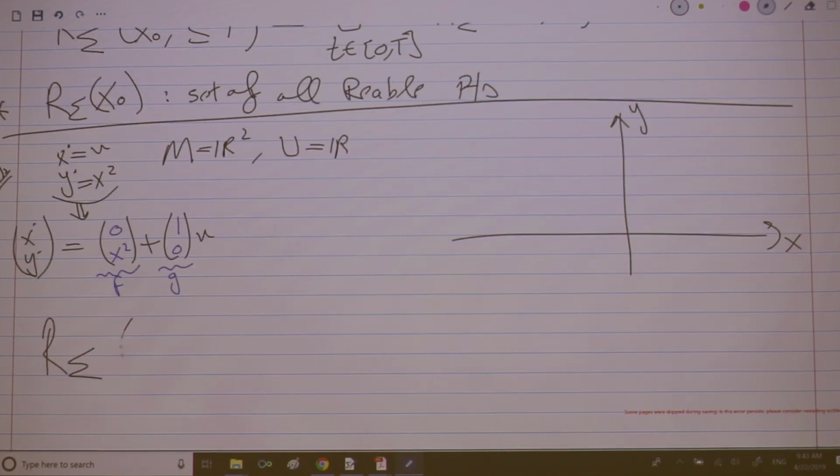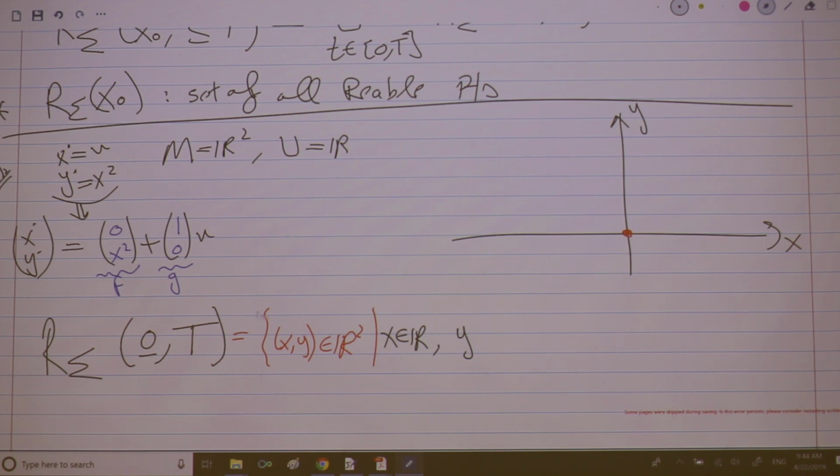And I'm asking you, what is R sigma from the origin in exactly time t? So I'm here at the origin, and I'm asking, what is the set of points that I can reach in exactly time t? So this is every X and Y in the plane such that what? Let's talk about X first. What is the set of points that you can reach for X in exactly time t, given that X dot is U and U is free, it can be any number, 1 million or 0.01, positive, negative, anything? Yeah, R, right? So X is free. What about Y? Positive R. Very good. So Y must be positive.